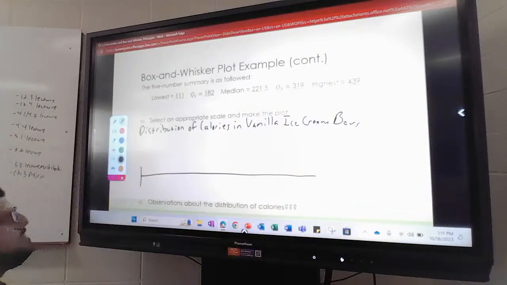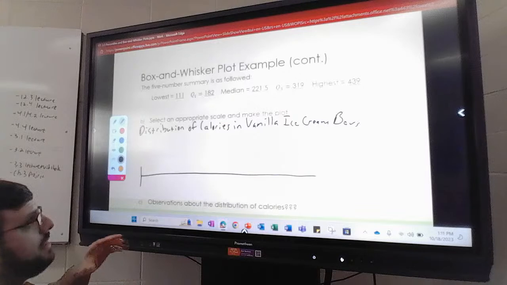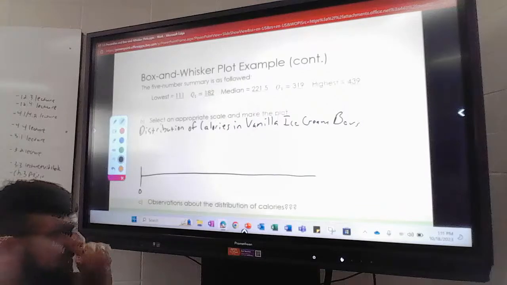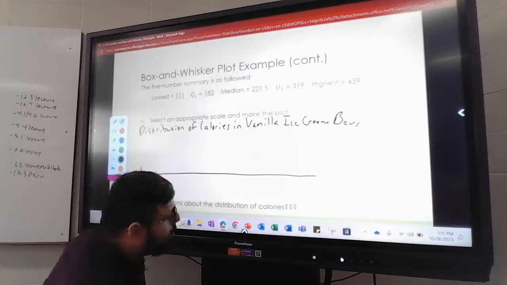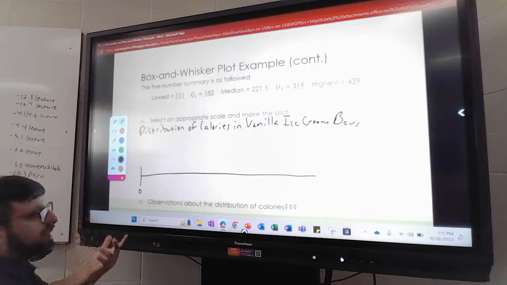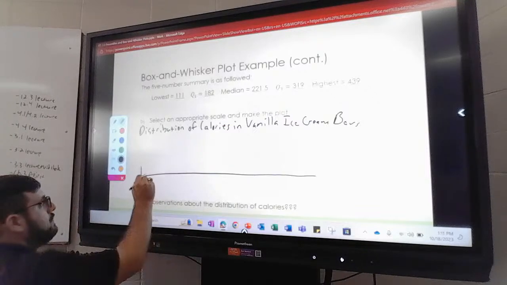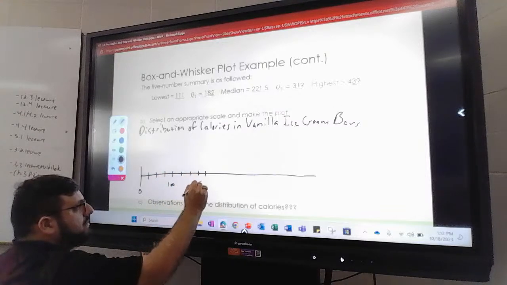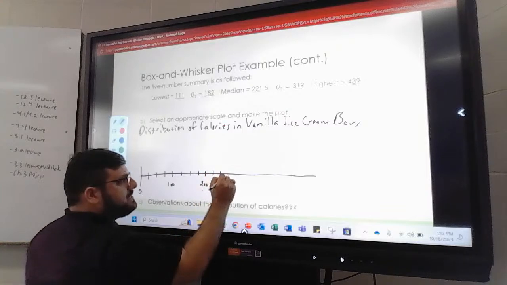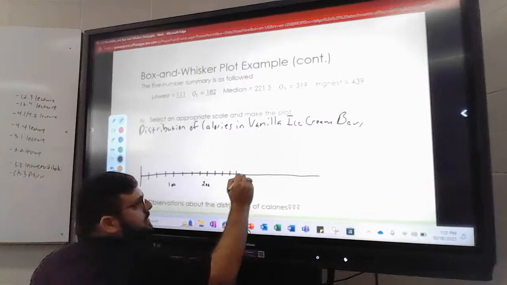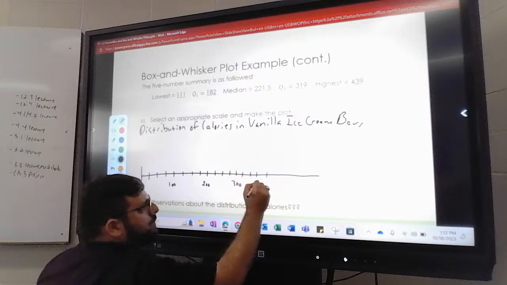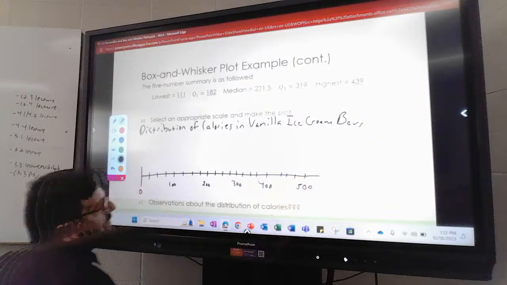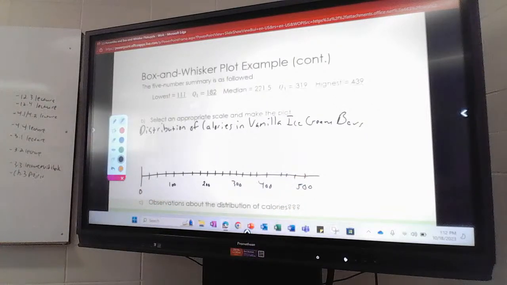Okay, I'm going to draw my scale so that it includes the minimum and maximum. What I'm going to do is start at 0, and mark intervals of 25. So use your best judgment to figure out what scale you want to put on your graph. So 25, 50, 75, 100. 25, 50, 75, 200. 25, 50, 75, 300. 25, 50, 75, 400. 25, 50, 75, 500. Now it's not perfect, but that's the best I can do for right now.